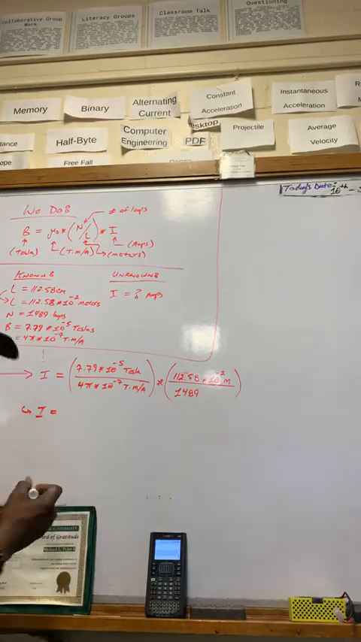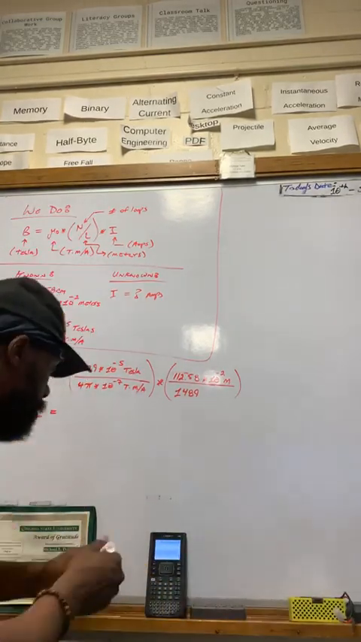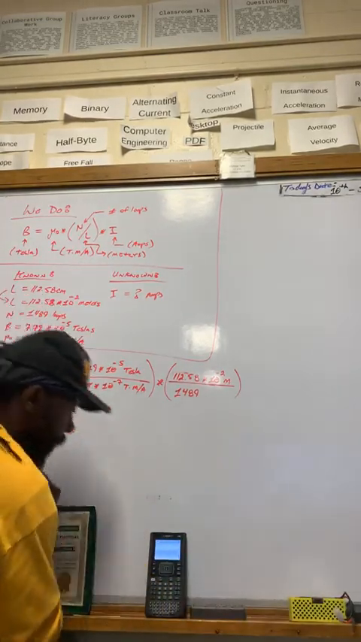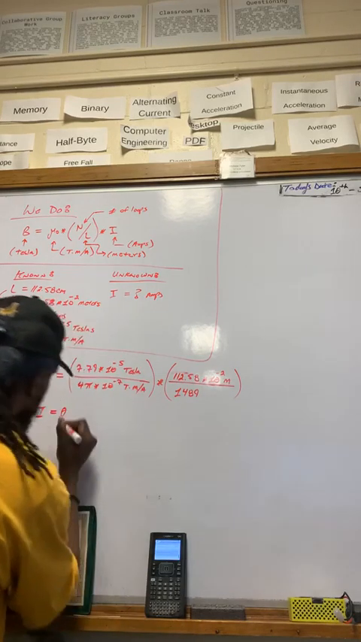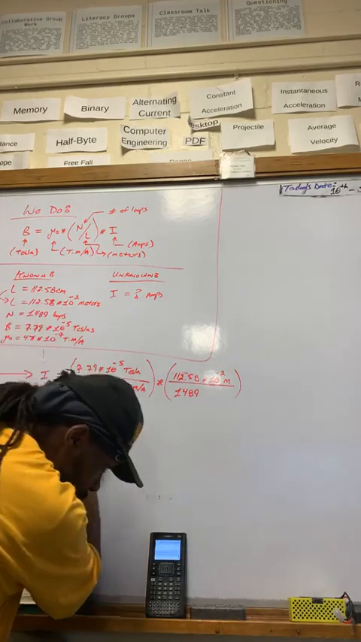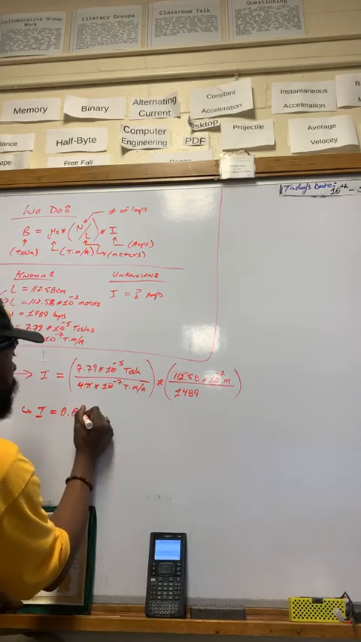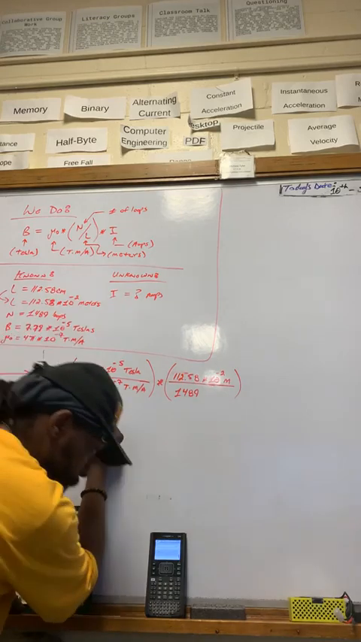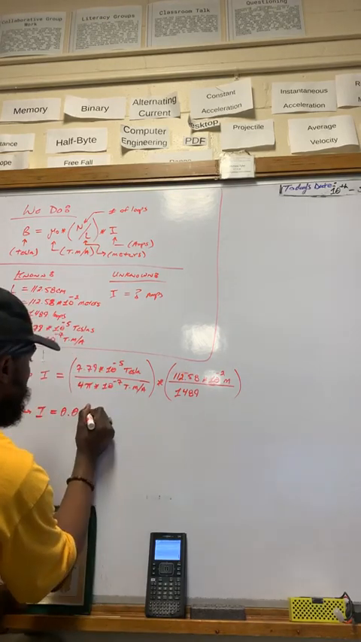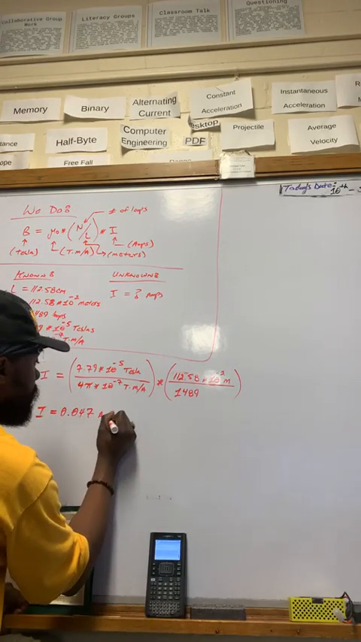I is equal to 0.047, and it's measured in amps. I hear rush in the hallway. That means we're about out of time.